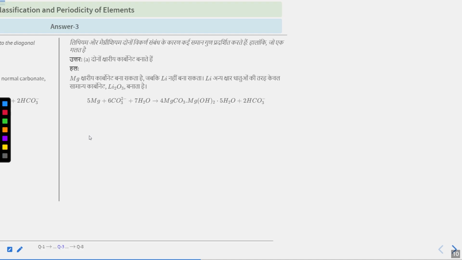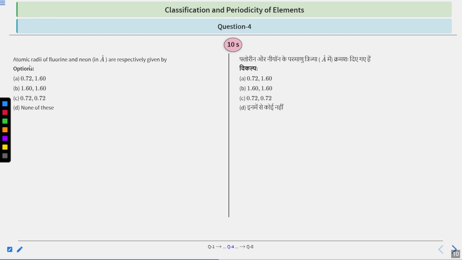Okay, let's move to the next question. Question number 4. Atomic radii of fluorine and neon in angstrom are respectively given by. So we have to find out the atomic radii of fluorine and neon in angstrom units given in the options. So options are 0.72 and 1.60, 1.60 and 1.60, 0.72 and 0.72, or none of these.